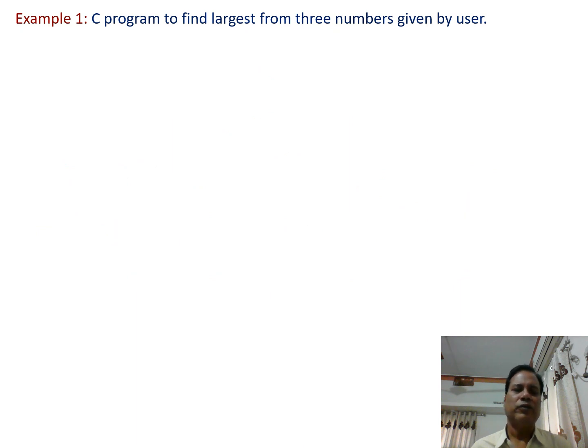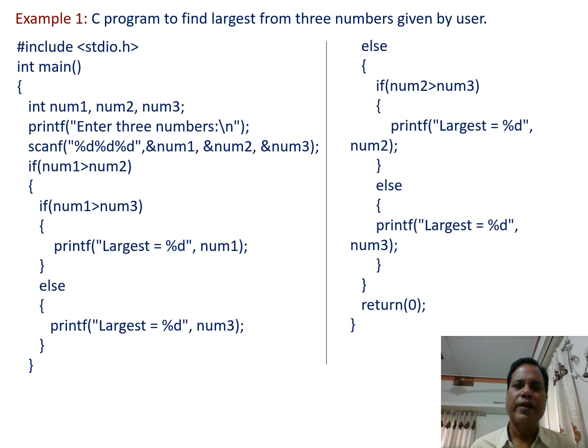Now let us try to understand nested if-else statement using some examples. In example 1, a C program to find the largest of 3 numbers given by the user. If the user provides 3 numbers, which one is the largest number? For that, we will see the use of nested if-else statement. So a program may be written like this one.